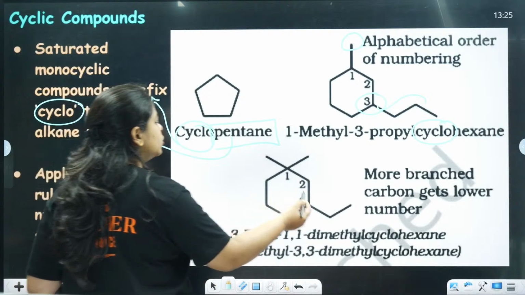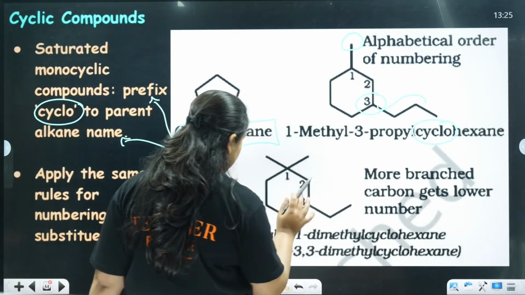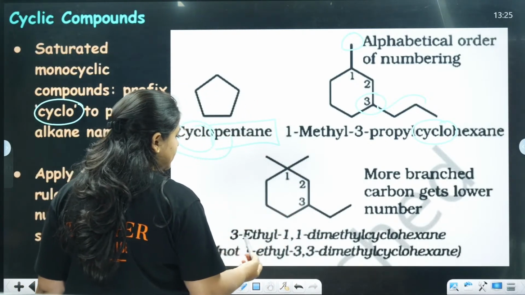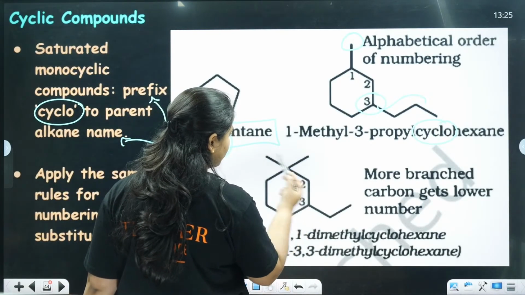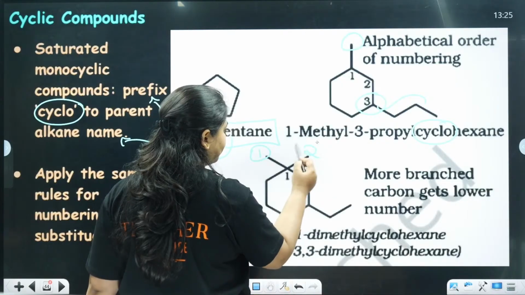So 1, 2, 3 again named it. Here what is there at the first? That is going to be 3 ethyl. This is 3 ethyl. 1 diethyl. 1 means ಎರಡದೆ ಅಲ್ಲ ಅದಕ್ಕೆ.